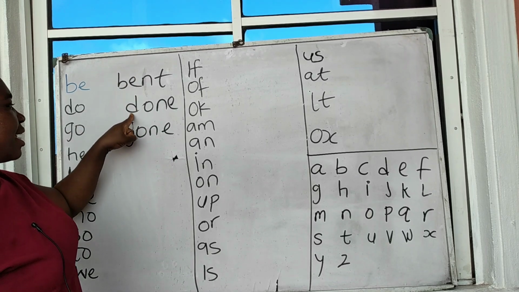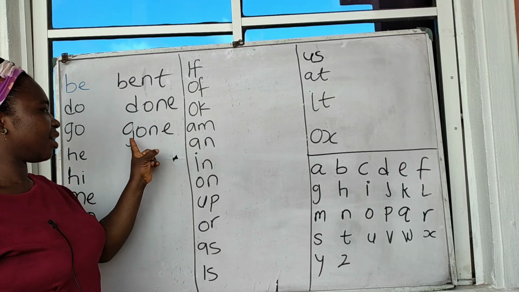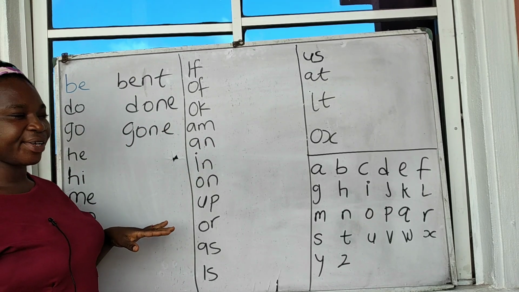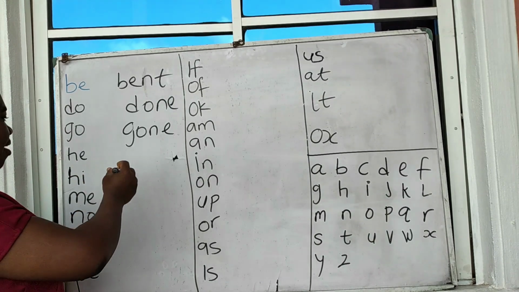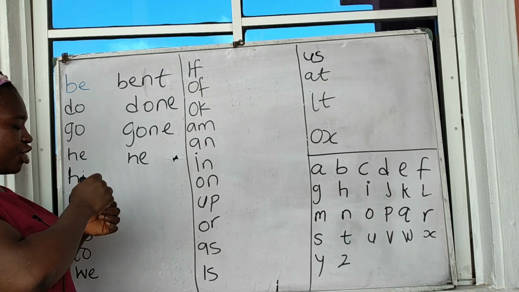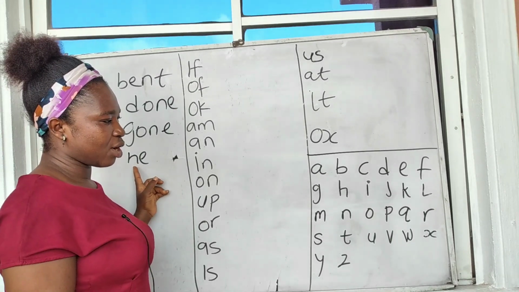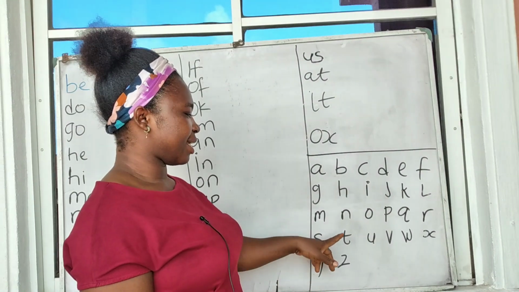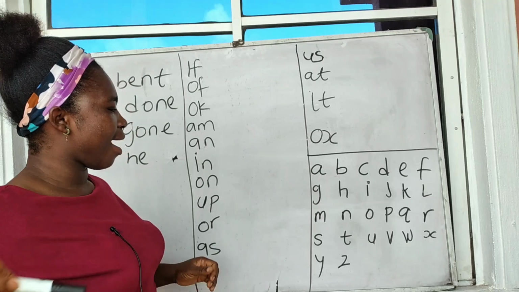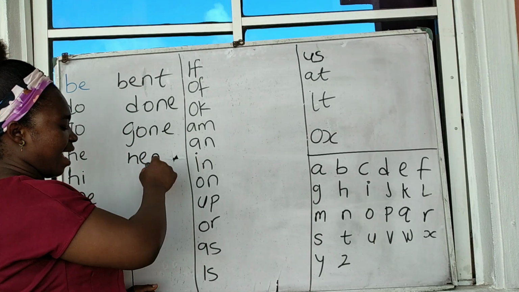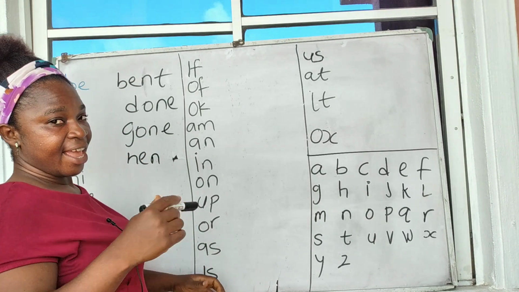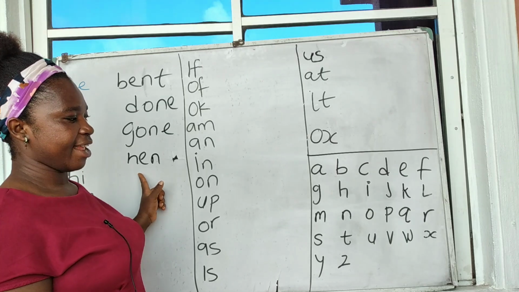Okay, we now add D. This is done, gone. Are we good? Now, let's see the next one. I have he. H-E, he, okay? So I can come to this place and pick the letter N. I'm going to have hen. This is hen, H-E-N, hen, okay?